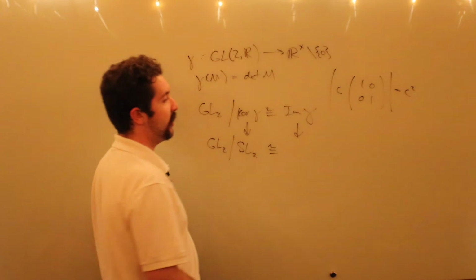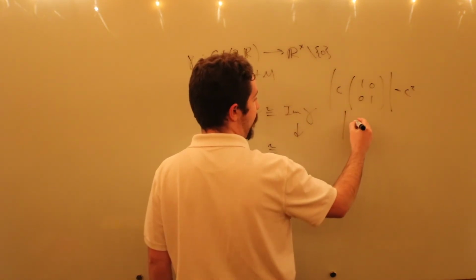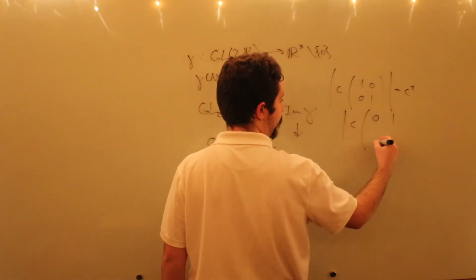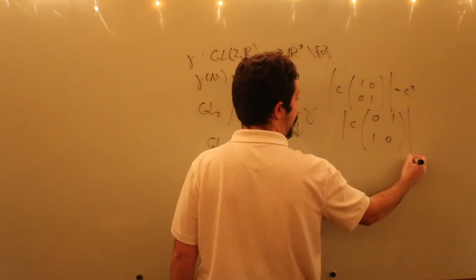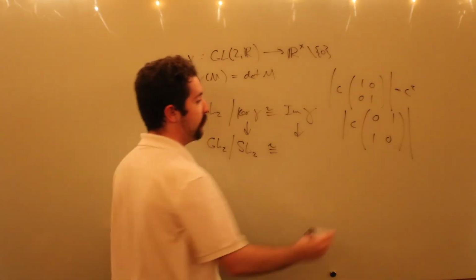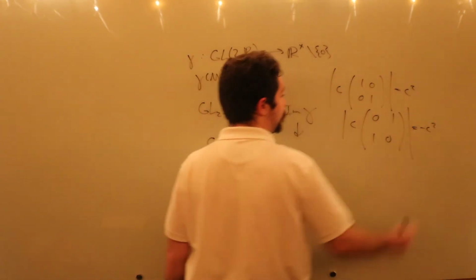Now similarly, we could obtain any negative determinant by scaling this matrix by any real number c. This is going to be equal to negative c squared.